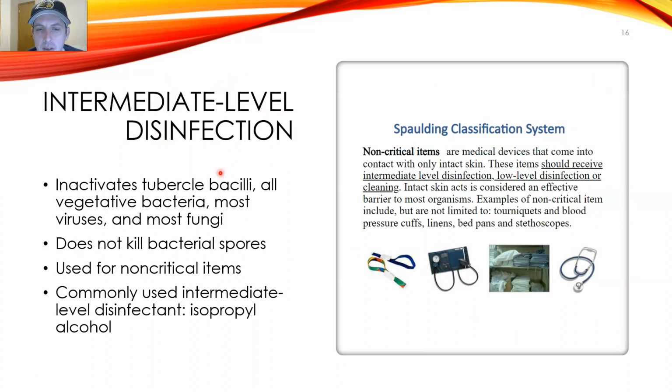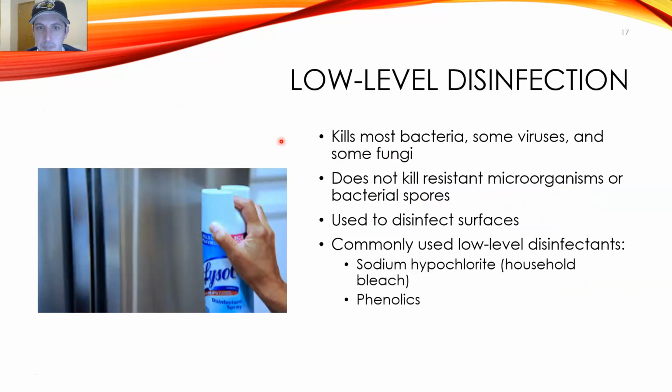Intermediate level disinfection, right, kills specific bacteria, right, and most viruses and most fungi, but not all. Again, no bacterial spores. Used for non-critical items, most commonly is alcohol. And so these are things that then come in contact with only intact skin. So blood pressure cuffs, stethoscopes, different aspects like that need to be disinfected at the intermediate level in between each patient.